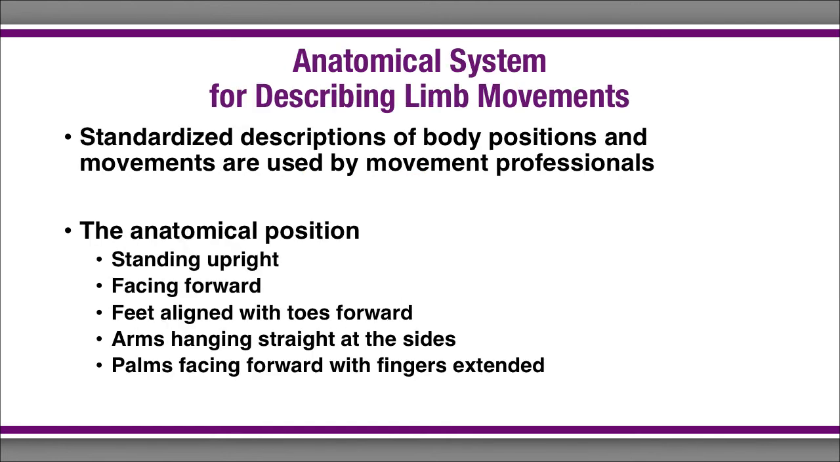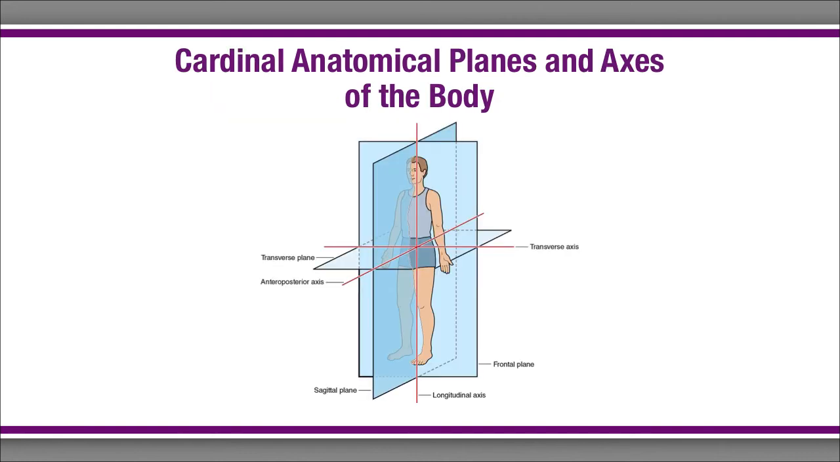In the next few slides, we're going to hopefully describe what would be a review for you all of defining motion by planes and axes so that we can more accurately standardize and describe these motions on one level. So we know that the anatomical position is standing upright, facing forward, feet aligned with toes forward, arms hanging straight by the sides, and palms facing forward with fingers extended.